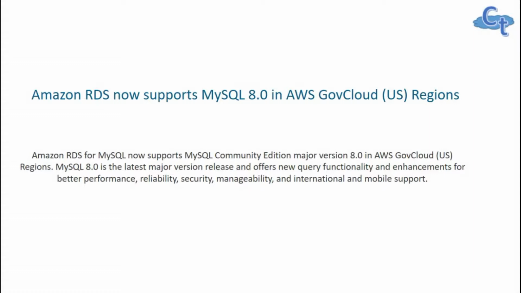aws.amazon.com. Amazon RDS for MySQL now supports MySQL Community Edition, major version 8.0 in the AWS GovCloud US region. MySQL 8.0 is the latest major version release and offers new query functionalities and enhancements for better performance, reliability, security, manageability, and international and mobile support. For your information, Amazon RDS is a relational database service and MySQL is a relational database.